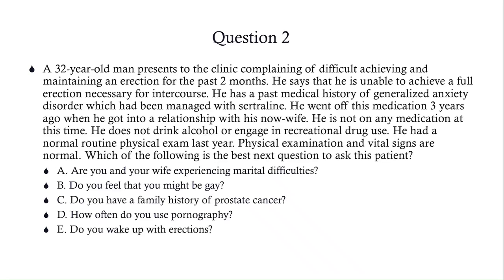A 32-year-old man comes into the clinic complaining of difficulty achieving and maintaining an erection for the last 2 months. He says that he's unable to achieve a full erection necessary for intercourse. He has a past medical history of generalized anxiety disorder, which has been managed with sertraline. He went off this medication 3 years ago when he got into a relationship with his now wife. He is not on any medication at this time. He doesn't drink alcohol or engage in recreational drug use. He had a normal routine physical exam last year. Physical examination and vital signs are normal.